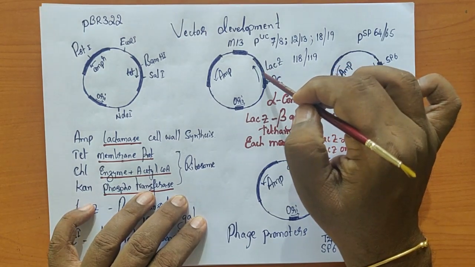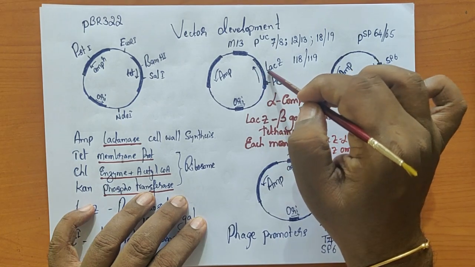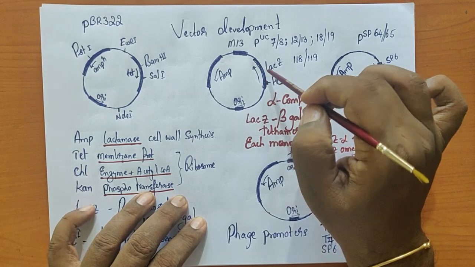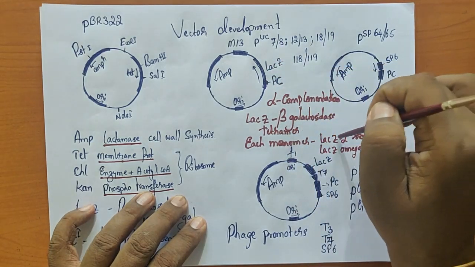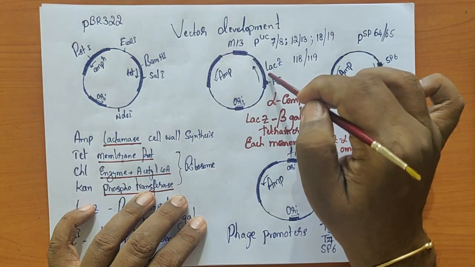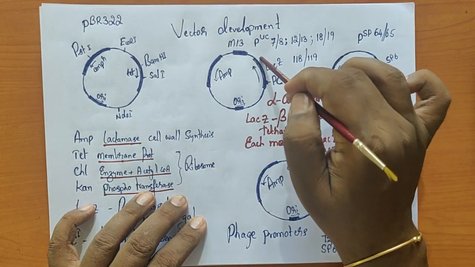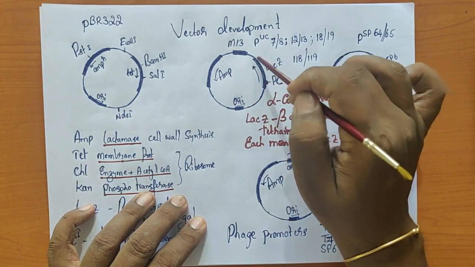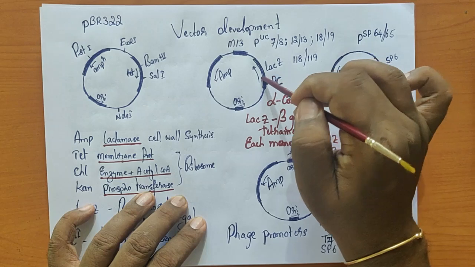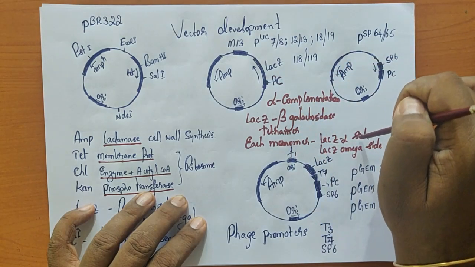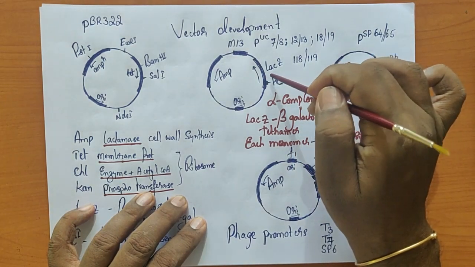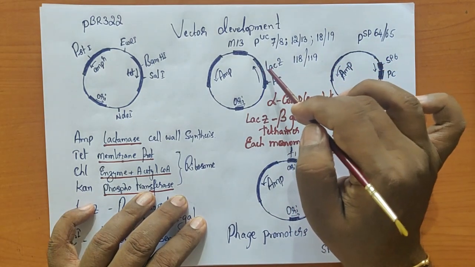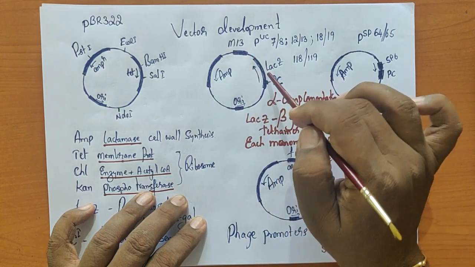Now suppose we introduce the gene of our choice under this particular promoter. Then this LacZ, that is the alpha side of the monomer, is no more functional. Since it is no more functional, what happens? Usually we get blue colonies with this plasmid. Since we have disrupted the synthesis of this alpha side of the monomer, the beta galactosidase enzyme is no more functional. So instead of a blue colony, we are going to get a white colony.